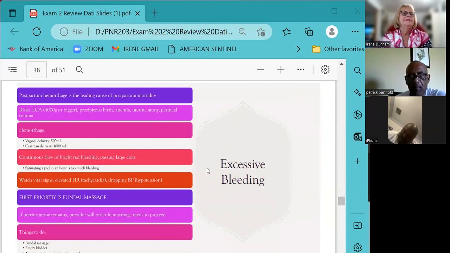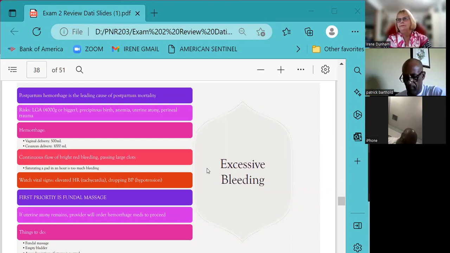Okay, excessive bleeding. If a patient has excessive bleeding, these are the causes. For vaginal delivery, anything 500 mLs or greater is considered a hemorrhage. 1,000 mLs or greater is considered a hemorrhage after cesarean. So what type of delivery? Well, if you have a baby that's pretty big, it's called an LGA baby. LGA.